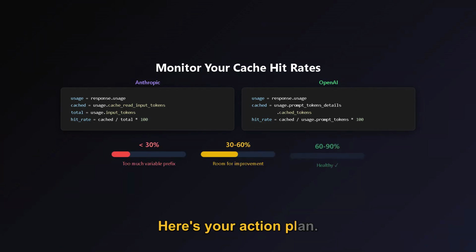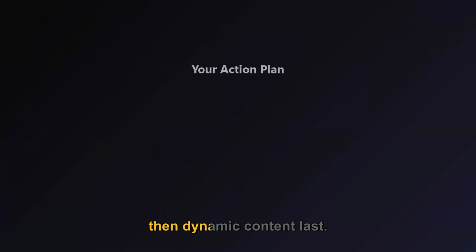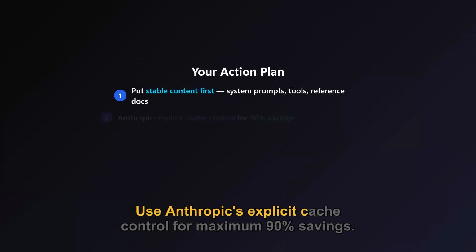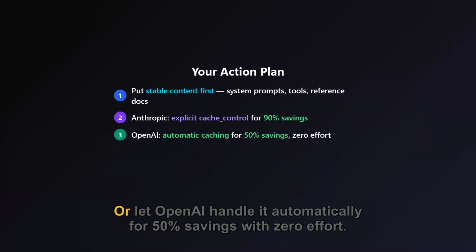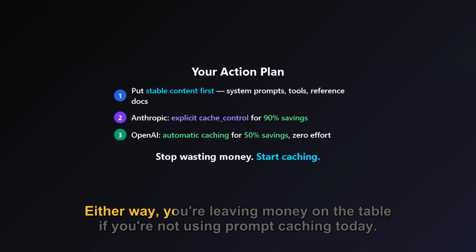Here's your action plan. Put stable content first: system prompts, tools, reference docs, then dynamic content last. Use Anthropic's explicit cache control for maximum 90% savings. Or let OpenAI handle it automatically for 50% savings with zero effort. Either way, you're leaving money on the table if you're not using prompt caching today.